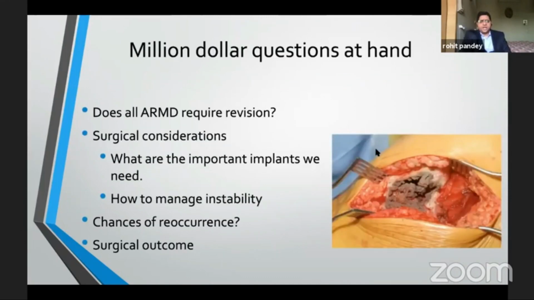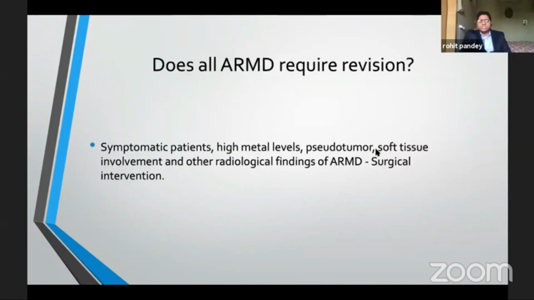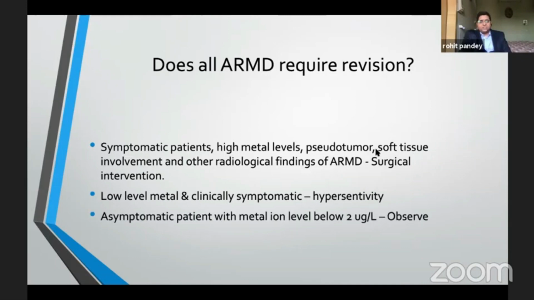So what are the questions at hand after this? Do we need to revise all the cases? The answer is that if you have a symptomatic patient with a high metal ion level, with a pseudotumor, soft tissue involvement, and all the radiological features, you need to intervene surgically. You may also have a subset of patients with a low metal ion level, but the patient is clinically symptomatic. These are cases of hypersensitivity reactions, and in these cases also you need to change the metal. You can also have an asymptomatic patient with a low metal ion level, below 2. In these cases, you can observe the patient for some time.